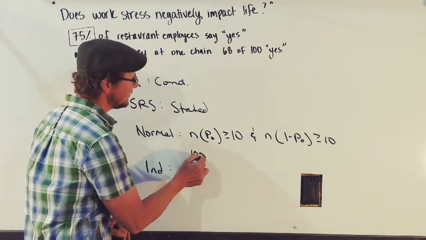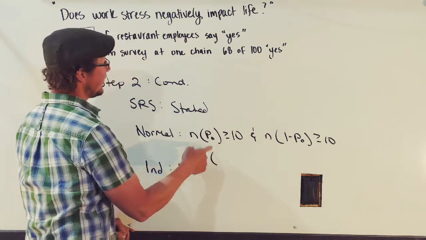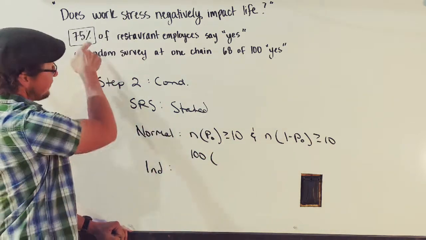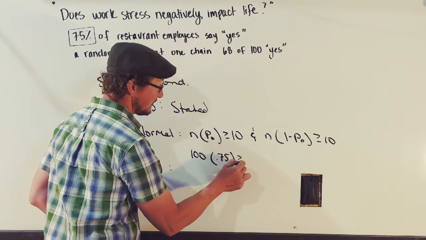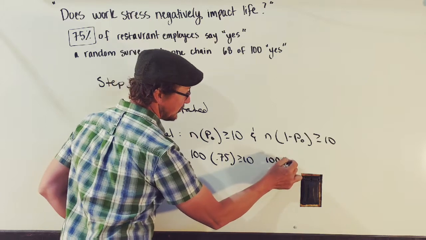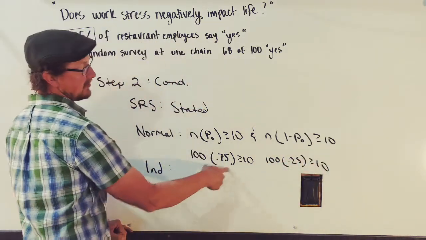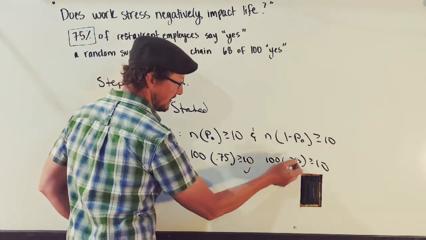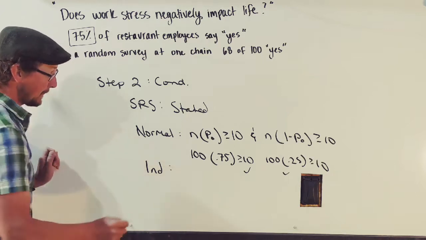My sample here is 100. My hypothesized proportion, that is that 75%, so 0.75, so 100 times 0.75 is greater or equal to 10. And 100 times 0.25, greater or equal to 10. Of course, this is 75. We're good to go here. This is 25. We're good to go there. Excellent. Now, independence might hang us up.